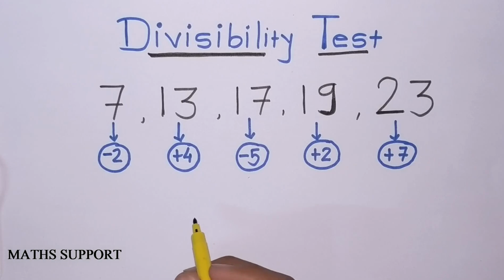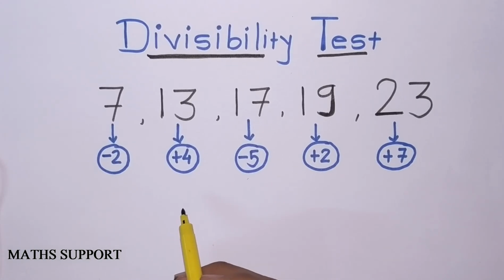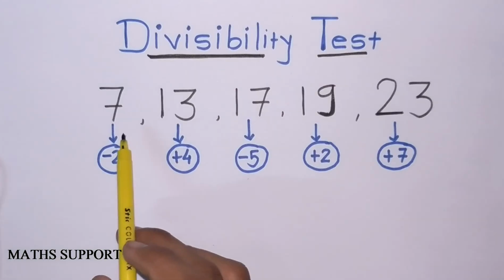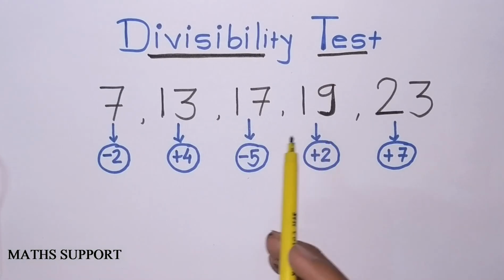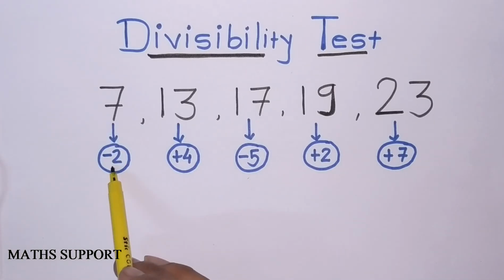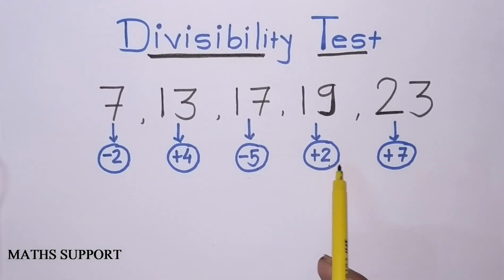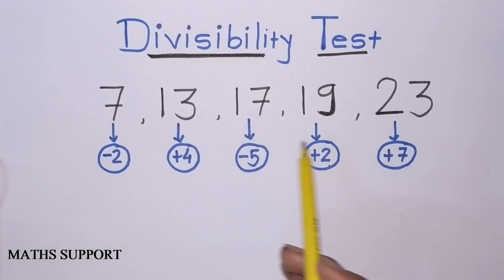So I think you all get the process now, because you are members of Mathssupport. What we are doing is just writing down the codes of all these special numbers. You need to remember these codes: -2, +4, -5, +2 and +7 for these numbers.